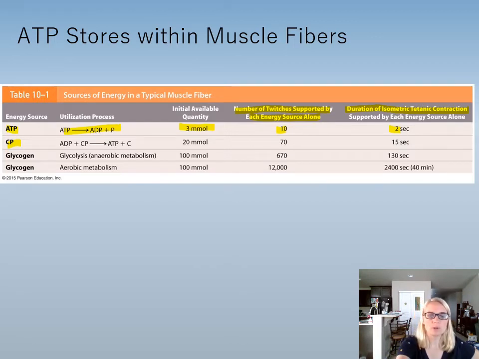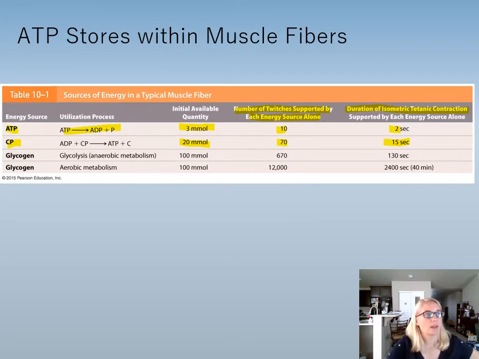So we have about 20 millimoles of creatine phosphate, and what it does, you have lots of ADP. You have way more ADP floating around in your cells than you do ATP. So when you need ATP, the creatine phosphate will donate its phosphate group to ADP, making ATP, and then the ATP will get to release that energy at the myosin head. So the amount of creatine phosphate that you have can phosphorylate enough ATPs for 70 twitches or about 15 seconds worth of tetanic contractions. So again, not a lot.